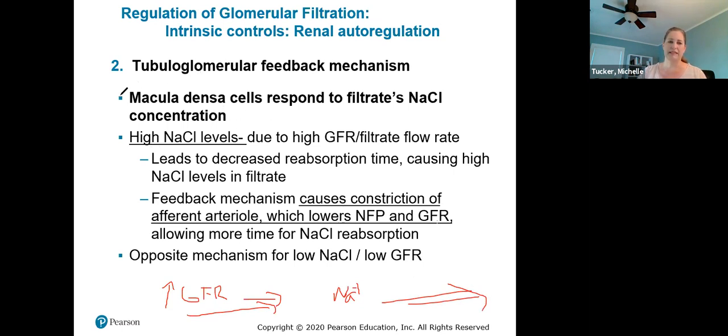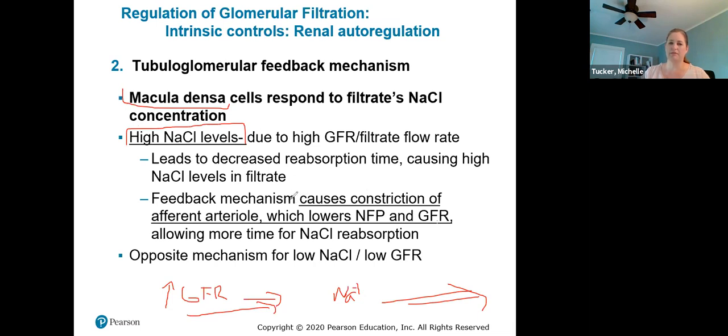The macula densa is at the distal convoluted tubule at the very beginning, and it's going to monitor sodium level. If the sodium level is too high, it means that the filtrate rate is too high for reabsorption. And so it is going to constrict the afferent arteriole to slow down the glomerular filtration rate and allow more time for reabsorption. So high sodium levels means that filtrate is just flowing by way too fast and it needs to slow it down.